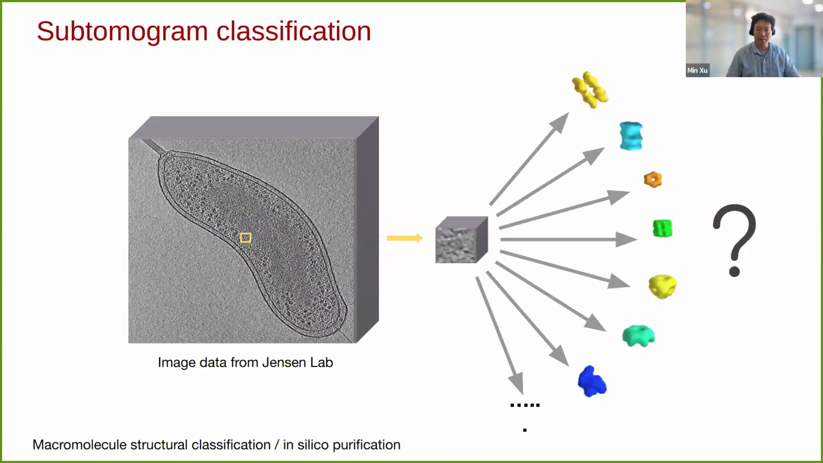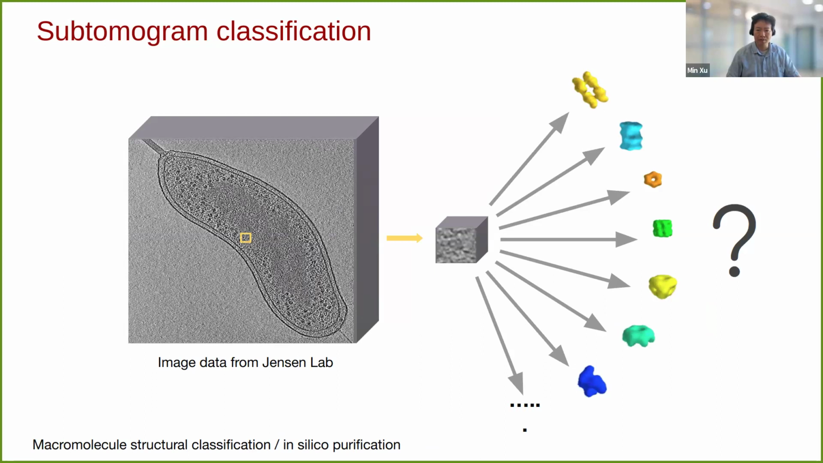If all the subtomograms contain identical structures, then they can be directly aligned and averaged to recover the structure. However, the macromolecules inside a cell have highly diverse structures. In such a case, before averaging, we have to first systematically separate them into subsets of macromolecules of identical structures. This process is called classification.